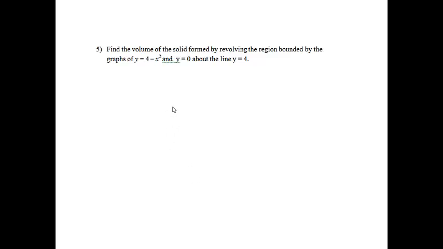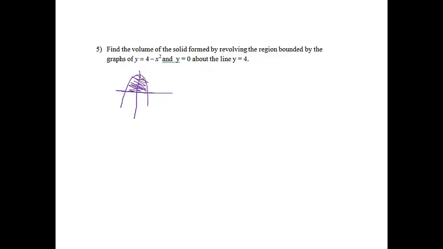All right, question 5. Find the volume of the solid formed by revolving the region bounded by the graphs of y equals 4 minus x squared and y equals 0 about the line y equals 4. Alrighty, so we are going to draw the graph of 4 minus x squared, which is an upside down parabola. It's going to look like that, and y equals 0. So my region in question is right there.